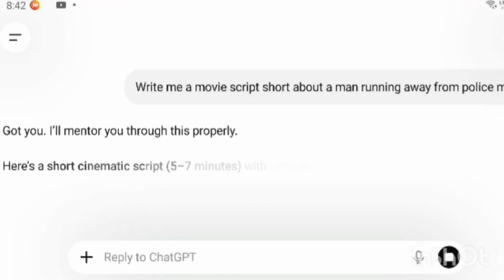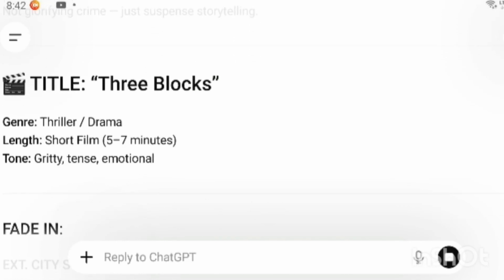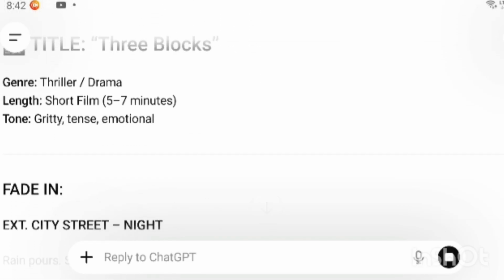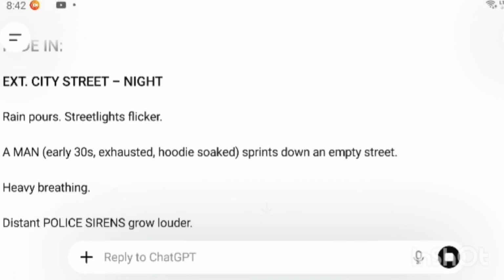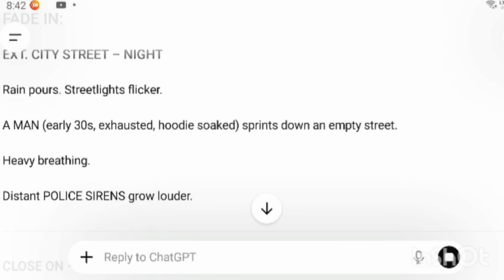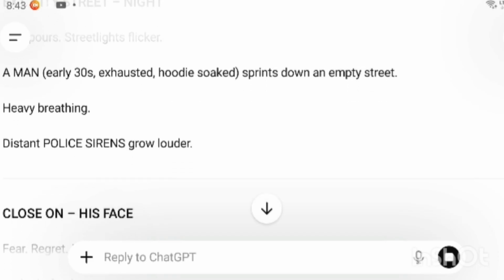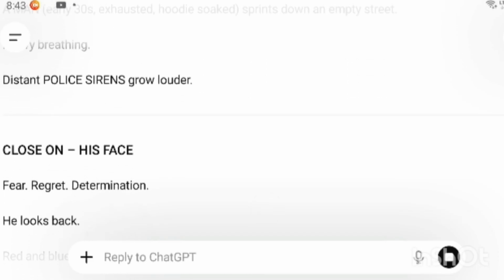ChatGPT is going to give you various scenes. We have three blocks. We have the first one here, city street at night. A man, early 30s, exhausted, holding a shotgun. We have distant police sirens. So what are we going to do here?